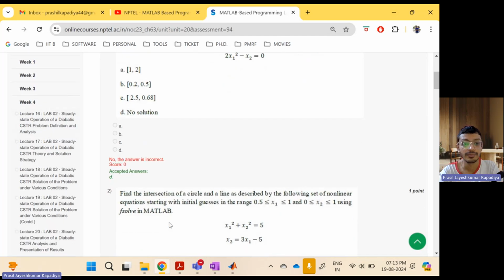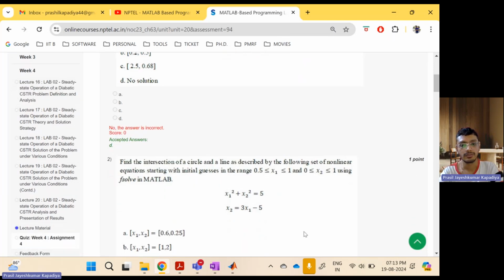Okay, next problem. Find the intersection of a circle and a line described by the following set of nonlinear equations with the initial guesses in the range x1 0.5 to 1 and x2 0 to 1. So the common solution, let's do it. x1 square plus x2 square is equal to 5. That is nothing but the equation of a circle.